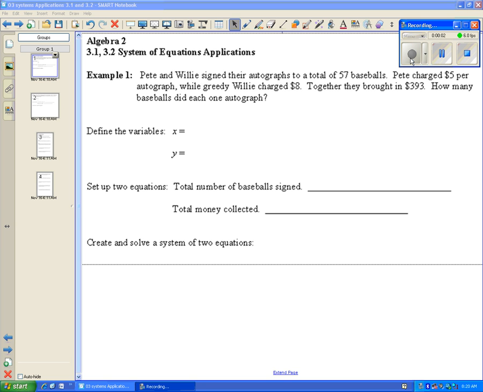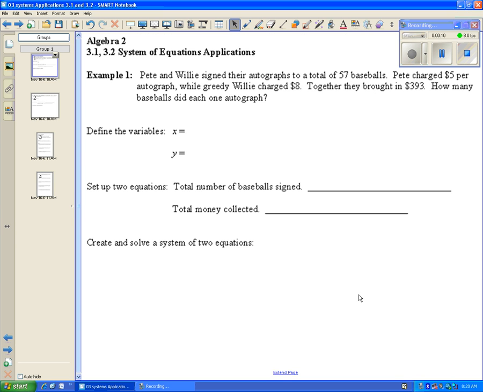So good evening. This is the third day of application systems of equations. Today we're going to talk about applications. How do you work these into an application? So let's look at this.